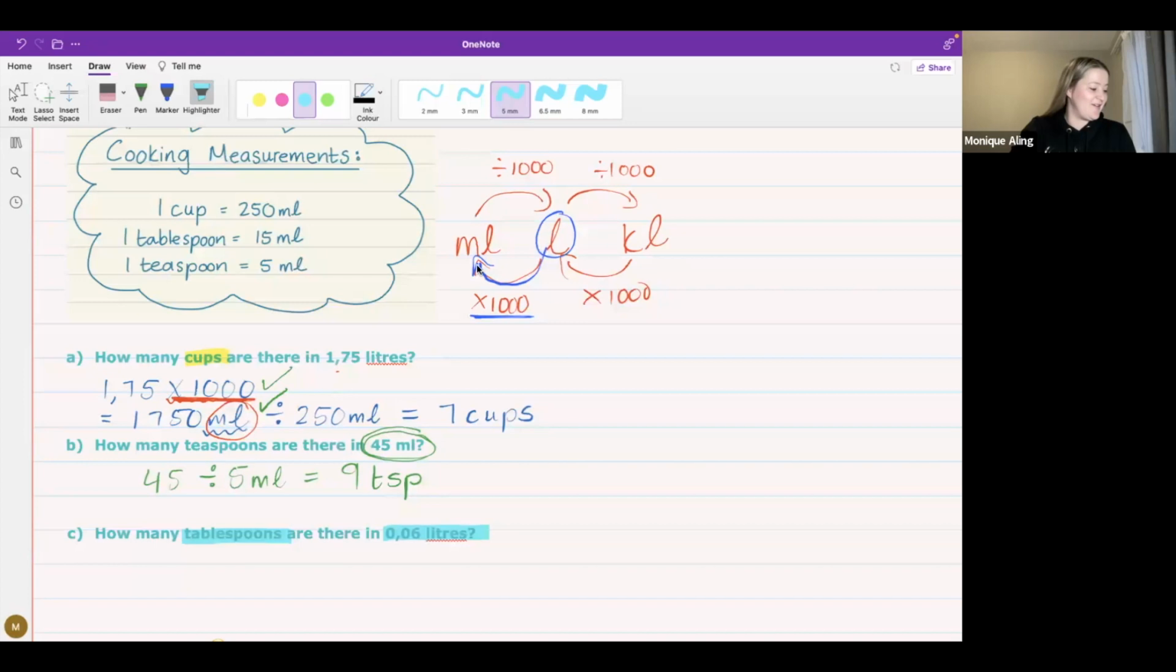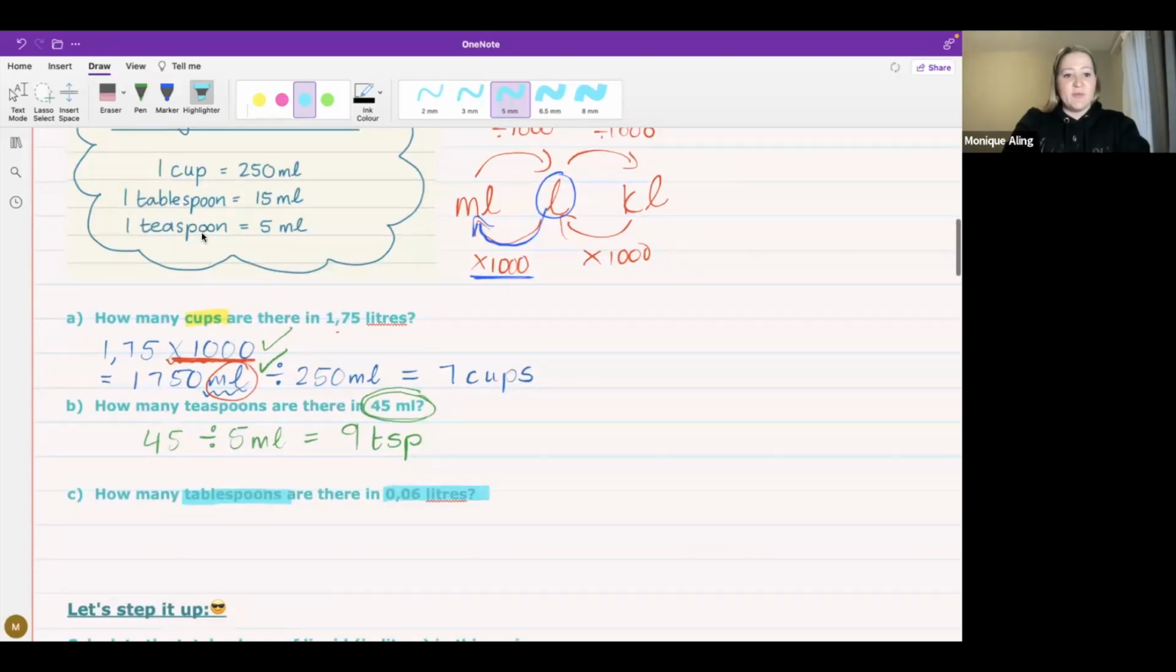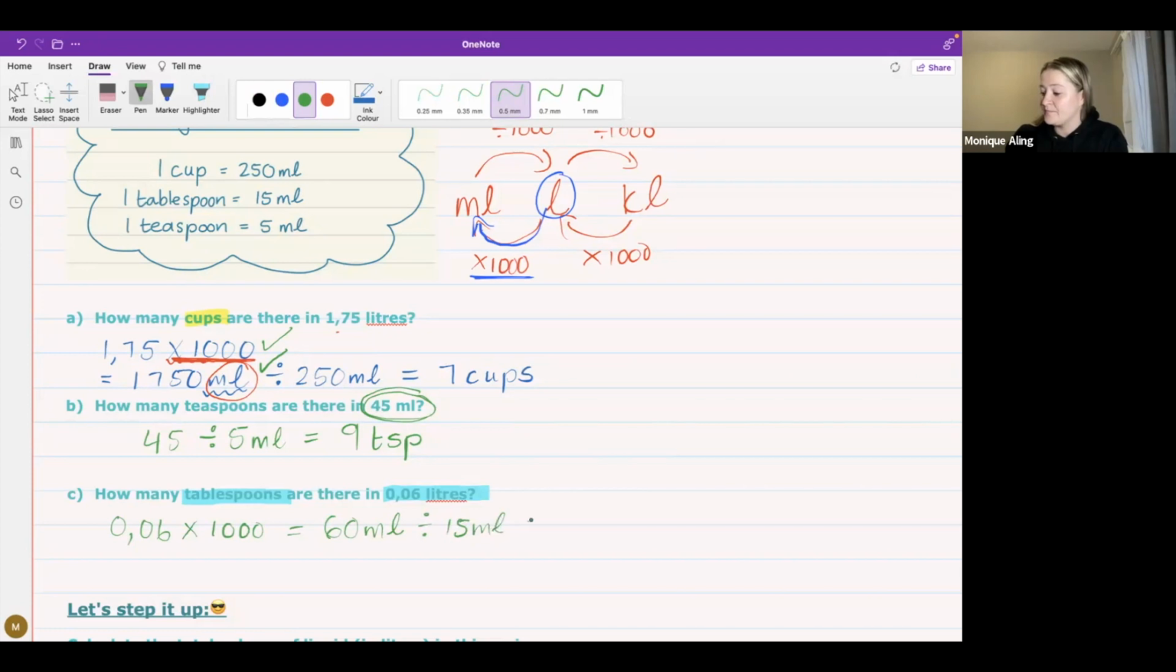Okay, cool. We all got the answer. Amazing. Okay, so I hope that we feel a little bit more confident. So firstly, we need to convert the liters to milliliters. So we use our normal conversion, times it by 1000, which gives us 60 milliliters. Now that's in milliliters, we can divide by the size of a tablespoon, which is 15, which gives you 4 tablespoons.